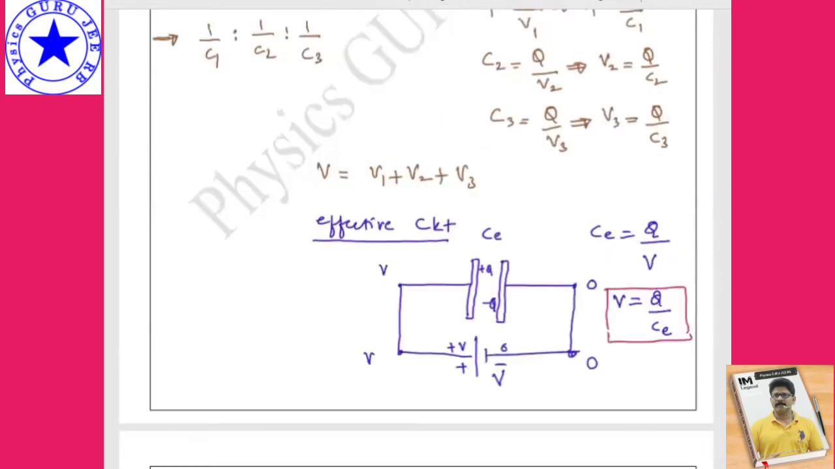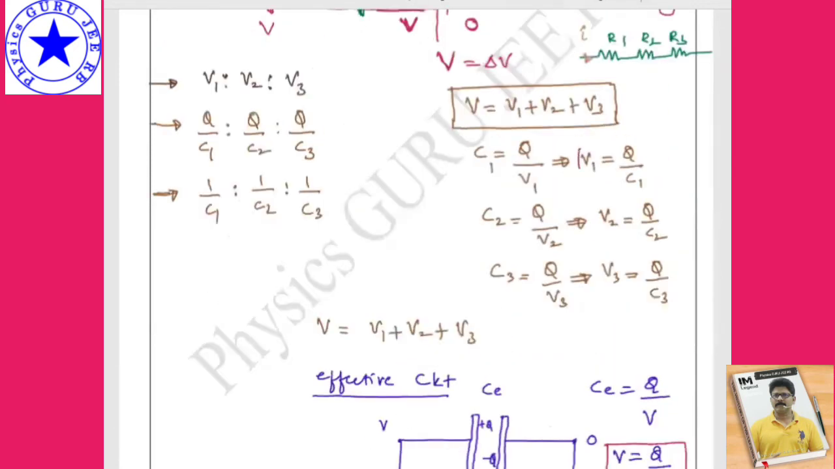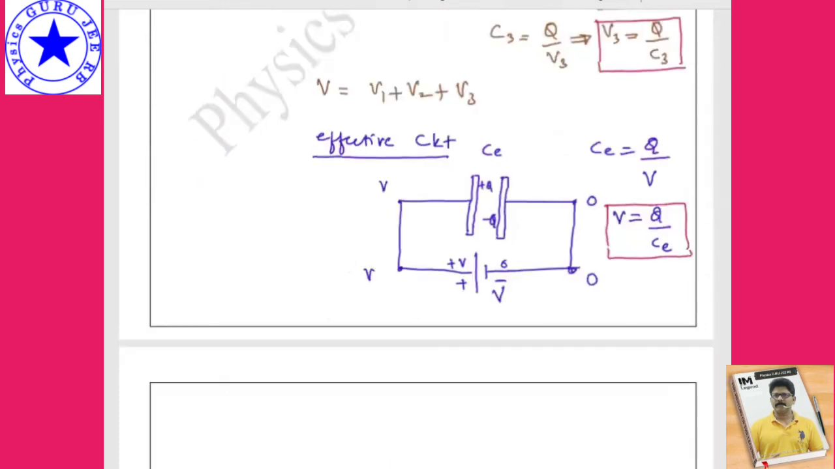Now substitute all the values here. V1 is Q by C1, and V2 is Q by C2. Similarly, V3 is Q by C3. Fine. Now V is equal to Q by C. Substituting all the values, let me take this as equation number 1. When I substitute all the values in equation number 1, what can we get here? Let us see.